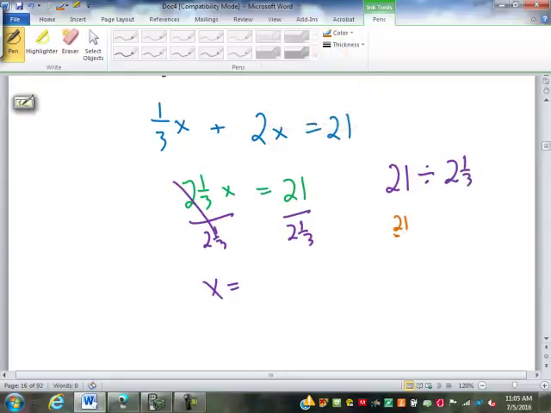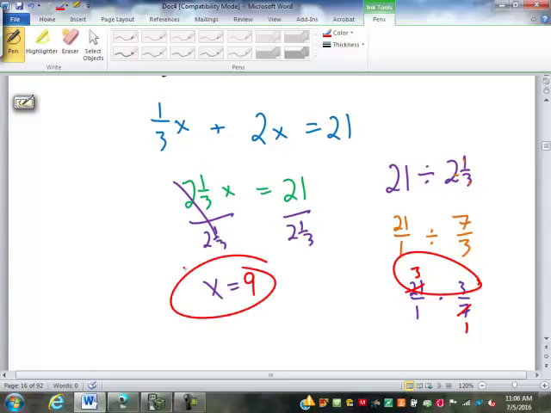This first becomes 21 over 1. This becomes 2 times 3 is 6, plus 1 is 7/3. But then we still have to flip that over. So the 21 over 1 stays the same, times 3 over 7. 7 and 21 cross cancel to give me 1 and 3. So 3 times 3 is 9. X equals 9. How many of you had 9? Cool, we're getting good at this.